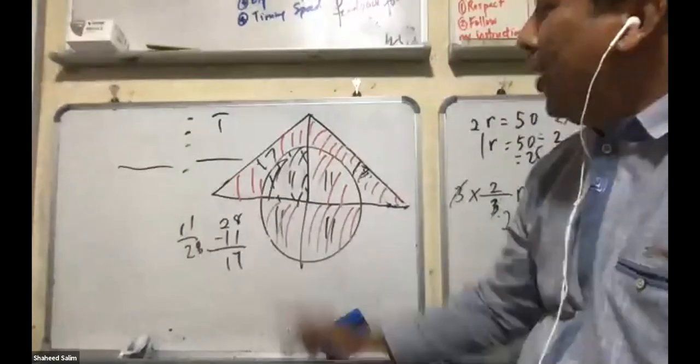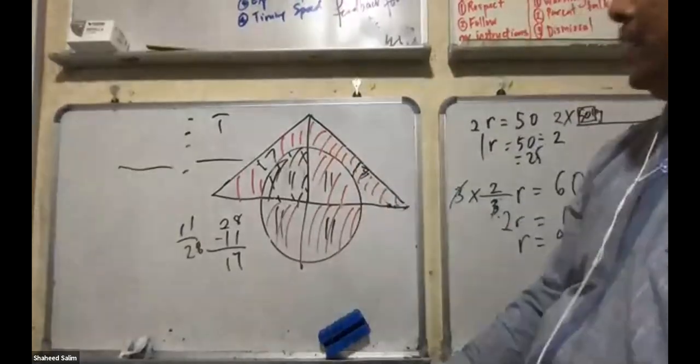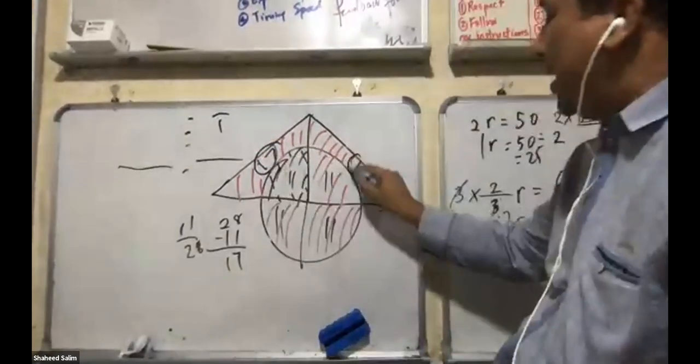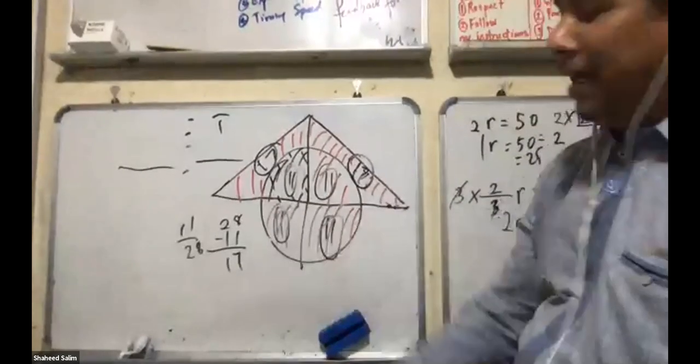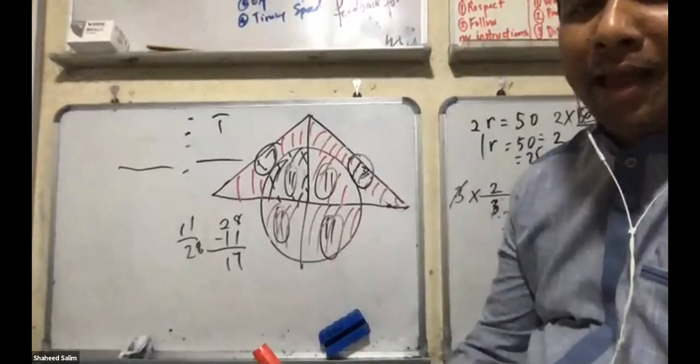78. Yes, 78 total. You add, total 78. This is 17, 34 just now. This is 11. How much? 78. Okay, well done.